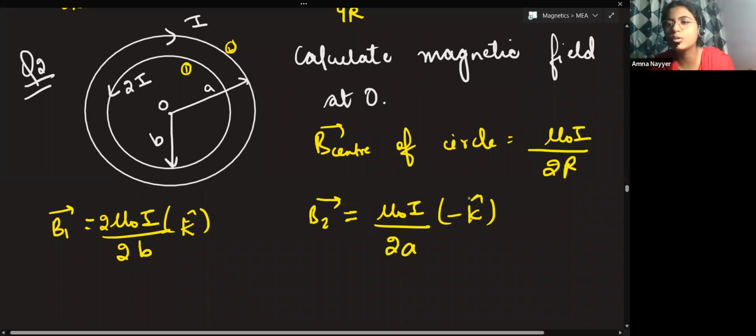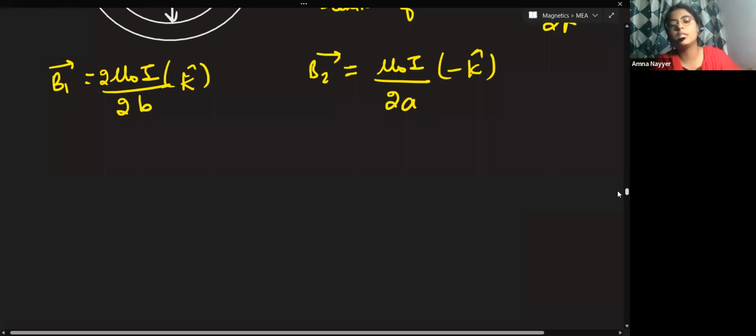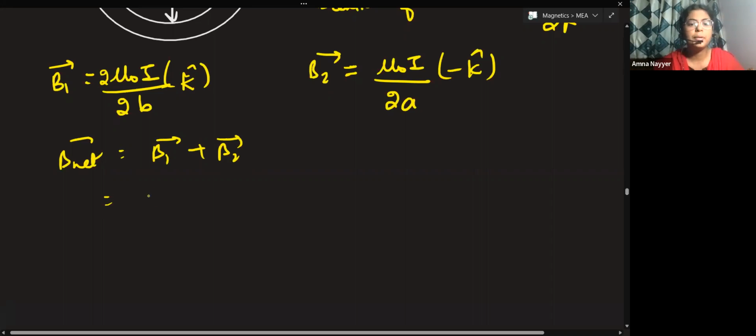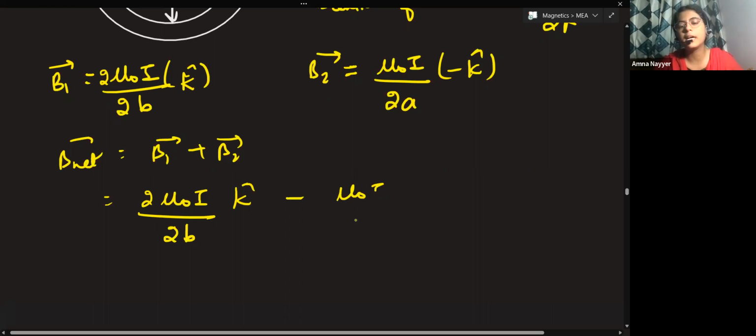Now you have values of B1 and B2. You just have to take the net magnetic field. Obviously both are in opposite directions. Net magnetic field will be B1 plus B2. B1 is 2 mu naught I by 2B K cap. B2 becomes minus mu naught I by 2A K cap because of the negative sign due to this direction.